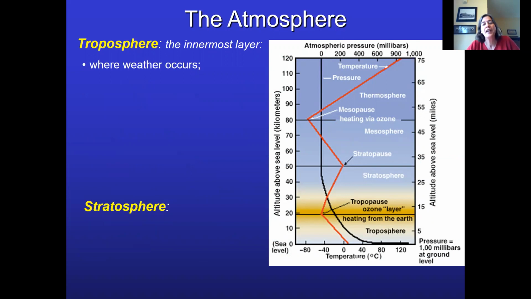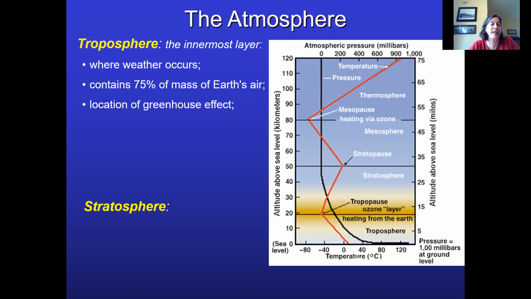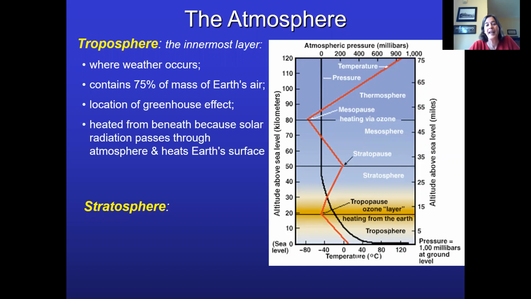So just really quick, the lowest layer of the atmosphere, also known as the innermost layer, is called the troposphere. This is where all weather occurs. It contains 75% of the mass of the Earth's air. It's the location where the greenhouse effect goes on. And it's heated mostly from beneath, not from above.